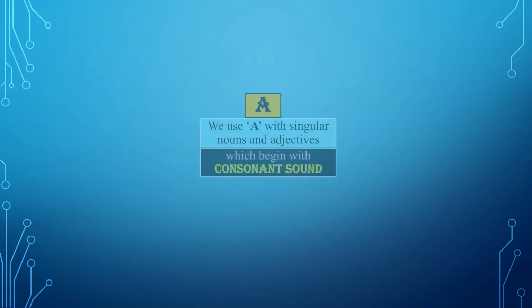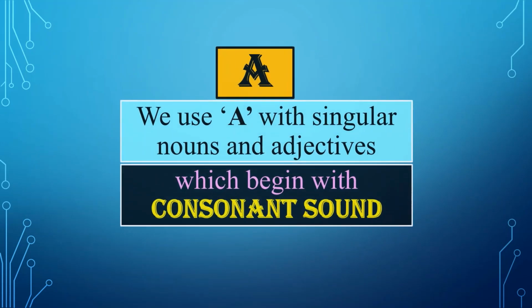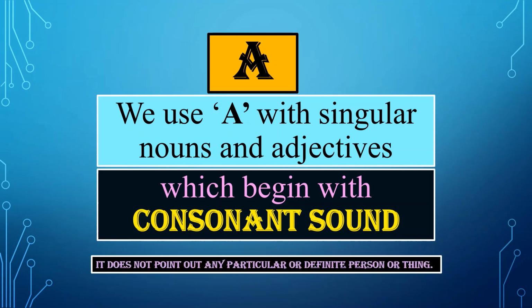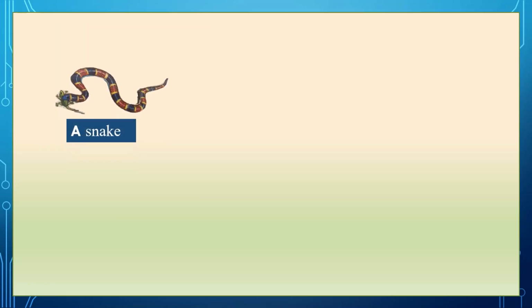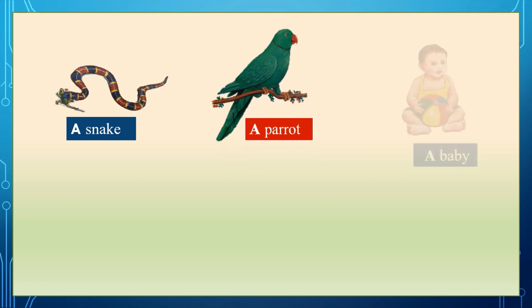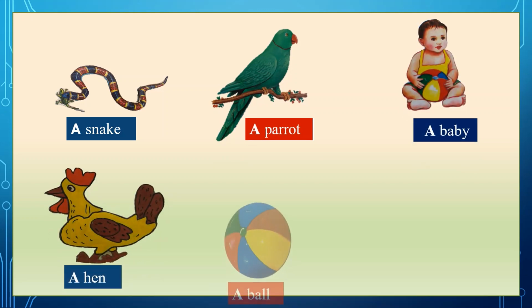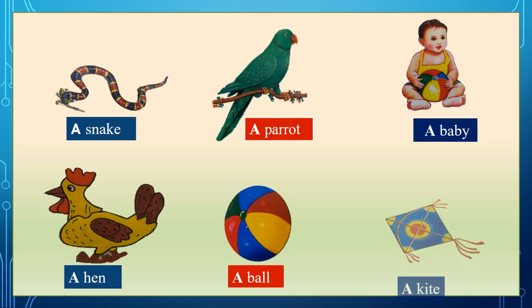Now, let's learn the usage of indefinite article a. We use a with singular nouns and adjectives which begin with consonant sound. It does not point out any particular or definite person or thing. For example, a snake, a parrot, a baby, a hen, a ball, a kite.